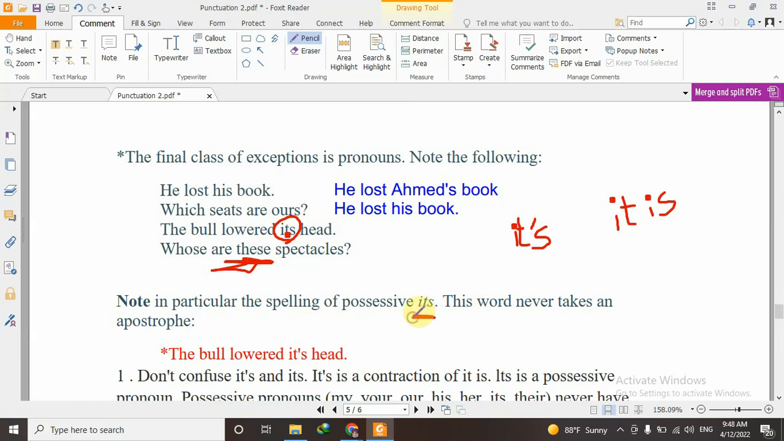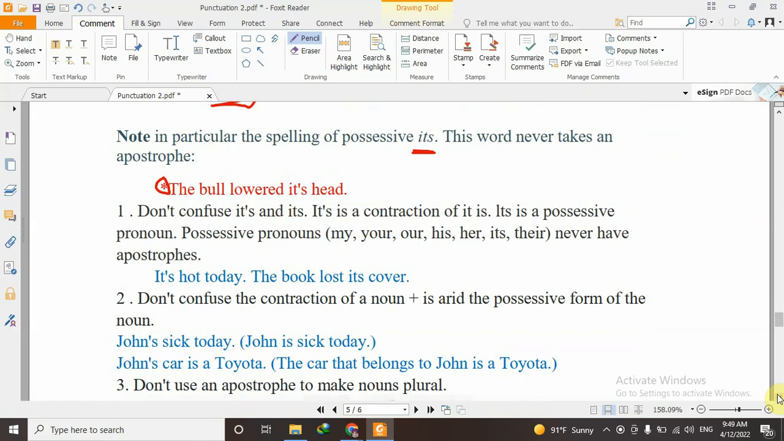Look, I came back to it again. This word never takes an apostrophe. When you put an apostrophe in it, this is wrong. It means the reader should say "the ball lowered it is head", which is wrong. You have to delete the apostrophe. The correct one is "the ball lowered its head" without the apostrophe. Thus I wrote this sign beside this sentence to show that it is not correct.